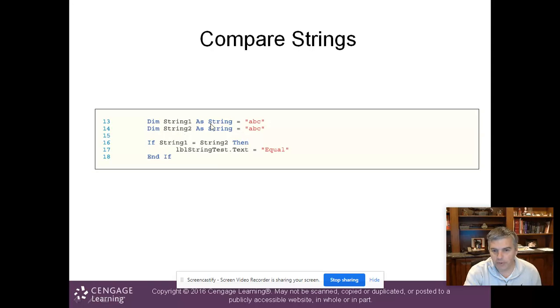So another example is to compare two strings. These two strings are A, B, and C. So we say if string 1 is equal to string 2, then we put "equal" in the text value of label string text. If we change one of these to A, B, C, D, E, then nothing happens. It'll evaluate this, it will never hit this piece of code, it'll jump right over it.